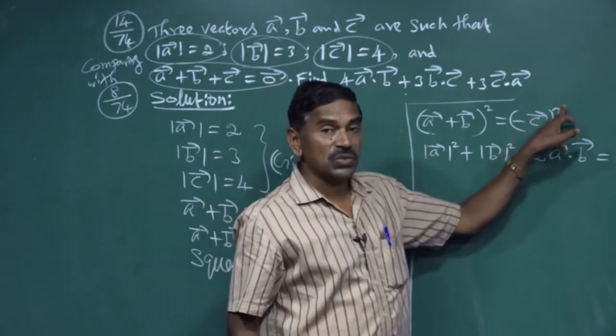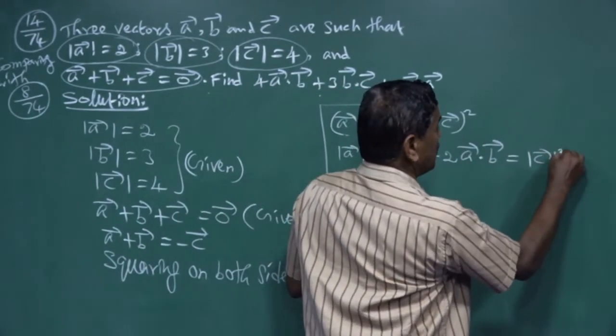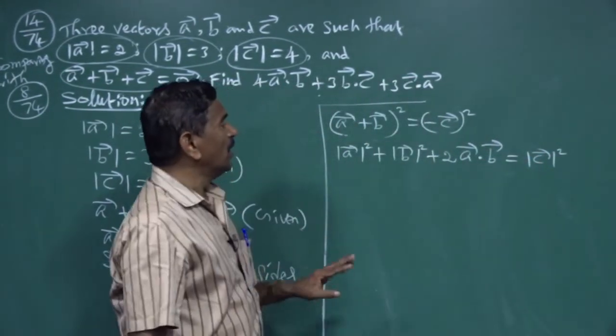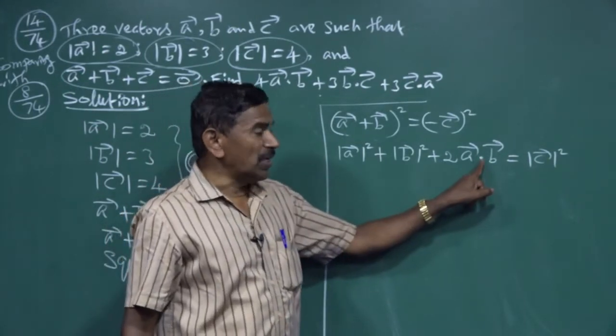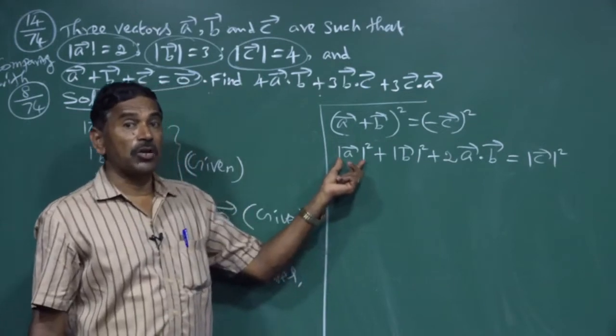And C vector the whole square equal to modulus C vector the whole square. Okay, now remember, dot is very important. Now next step. What is the first term? Can you tell me what is the value of first term?